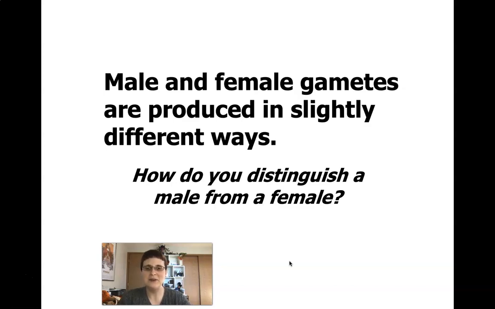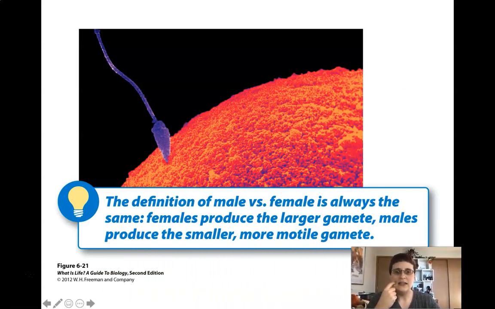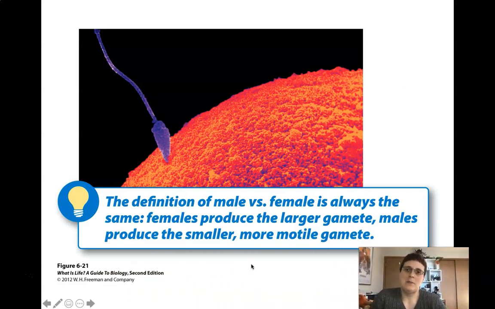And you might be thinking, well, duh, that's easy. But in some organisms, it's a little more difficult, right? You can't just look at an organism and tell if it's a male or a female. So how do you tell? Well, the way you tell is actually by the gamete that they make.